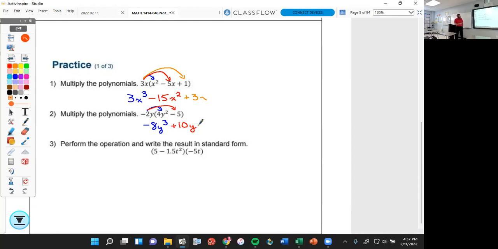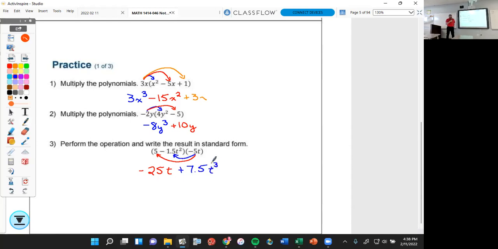Number 3, perform the operation and write the results in standard form. So on number 3, I have a binomial times a monomial. So even though it's kind of written this way, I can still distribute from the right side. So what I'm going to do here is distribute negative 5t times 5. Negative 5 times 5 is negative 25. And there's a t going along for the ride. And negative 5t times negative 1.5t squared. Negative times negative is a positive. 1.5 times 5 is 7.5. And t squared times t is t cubed.